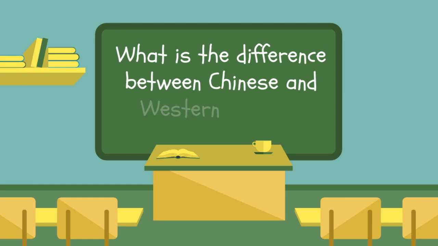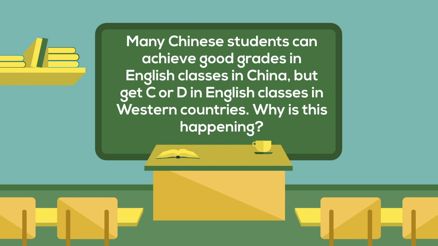What is the difference between Chinese and Western writing? Many Chinese students can achieve good grades in English classes in China but get C or D in English classes in Western countries. Why is this happening?